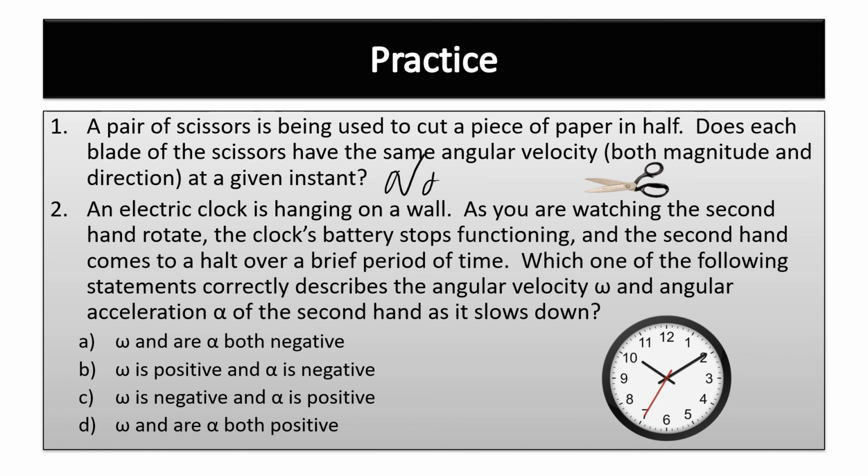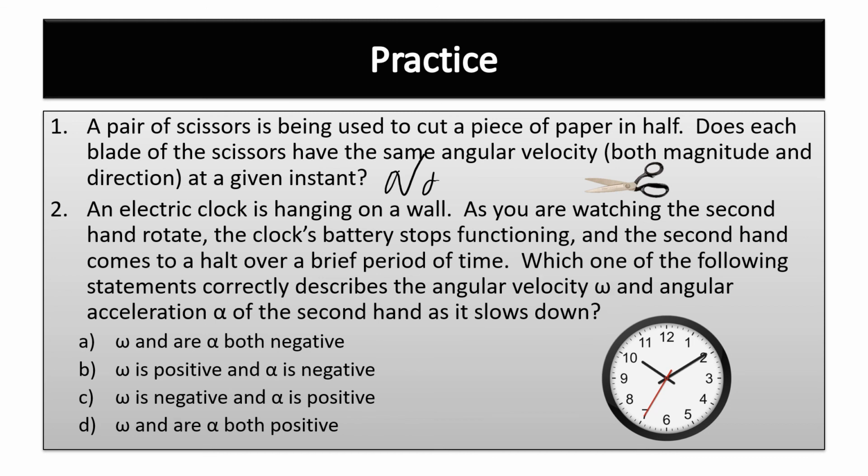Number 2, an electric clock is hanging on the wall. As you are watching the second hand rotate, the clock's battery stops functioning and the second hand comes to a halt over a brief period of time. So it's decelerating, it's slowing down. Which one of the following statements correctly describes the angular velocity and angular acceleration of the second hand as it slows down? We know right off the bat the omega and the alpha are in opposite directions because you're slowing down.